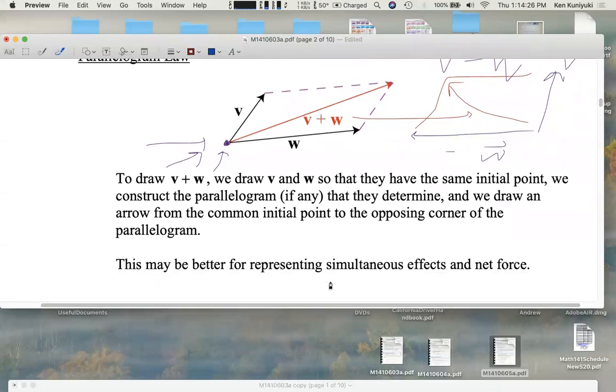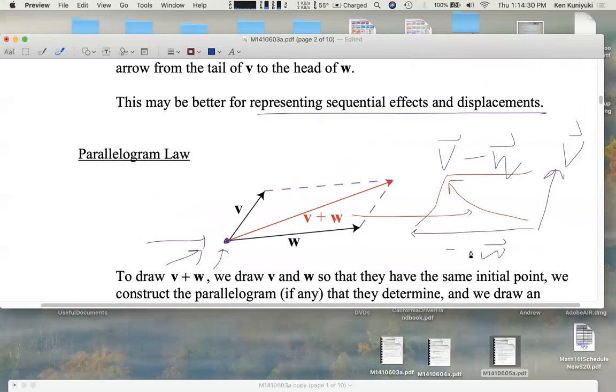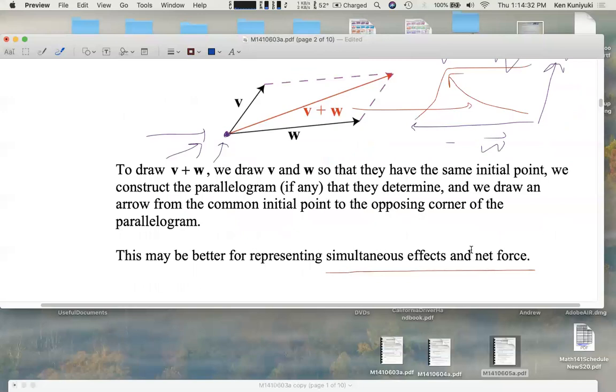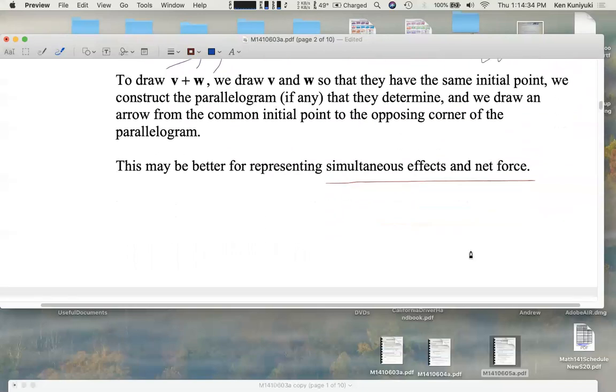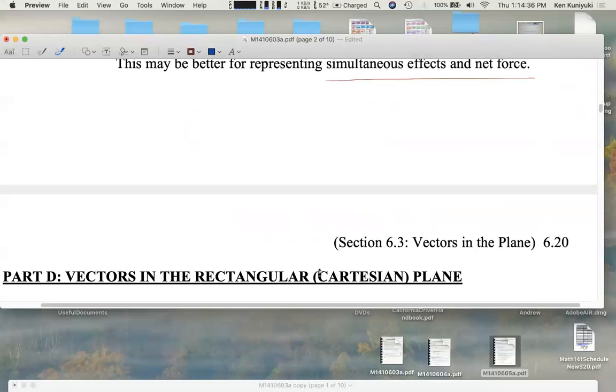Again, better for simultaneous effects and net force, as opposed to sequential effects and displacements. Next up, we're actually going to play with coordinates. We're going to put these vectors in the rectangular or Cartesian plane next time.